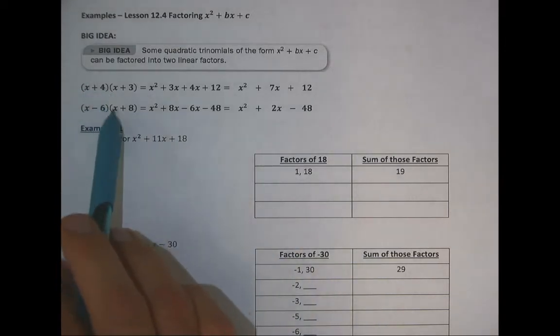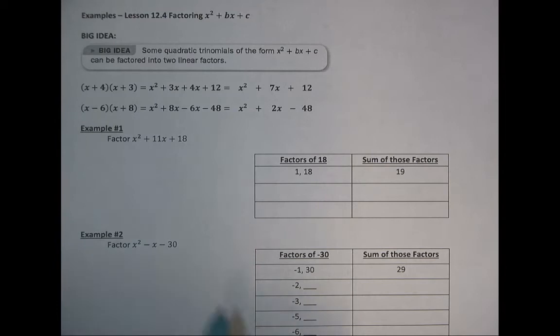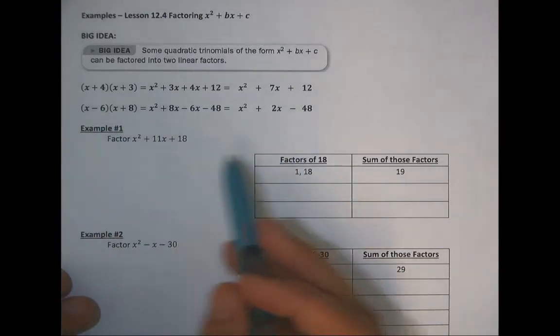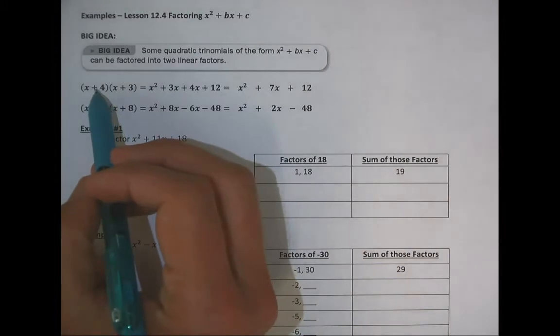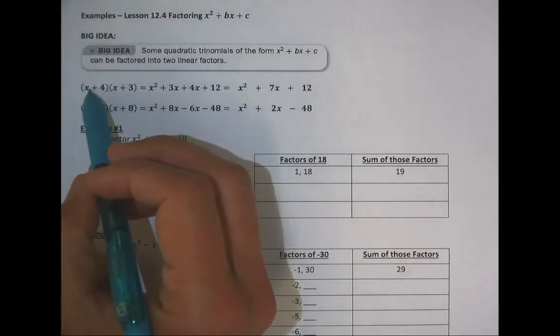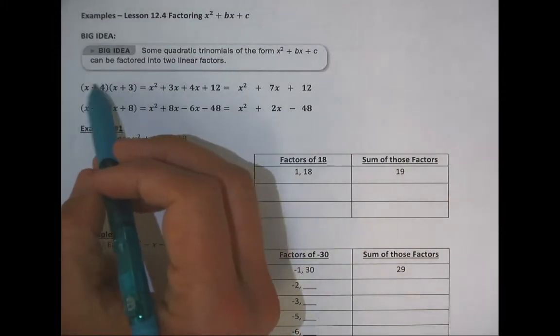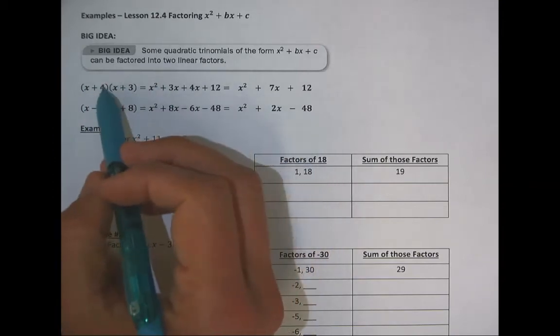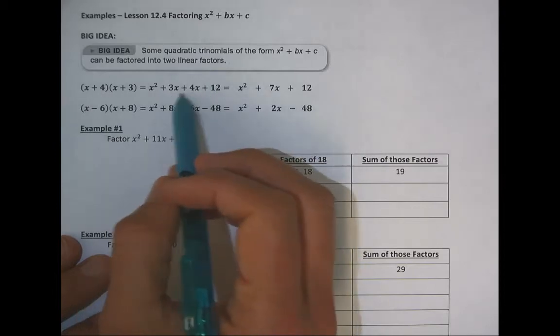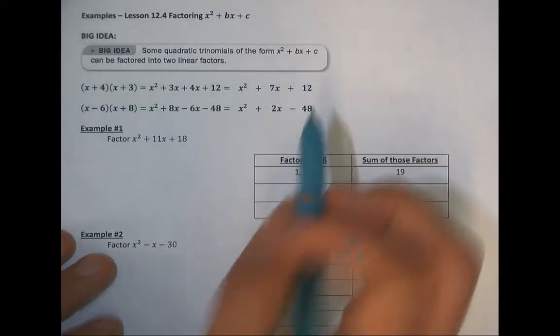So if you take a look at these first two problems here, it kind of walks you through just how to expand these, which we already know how to do. And we're going to take a look at the results and see if we can't work backwards. So if I gave you this and said multiply, you would do x times x and get x squared, x times 3 and get 3x, 4 times x and get 4x, and 4 times 3 and get 12. And you'd combine like terms and end up here.